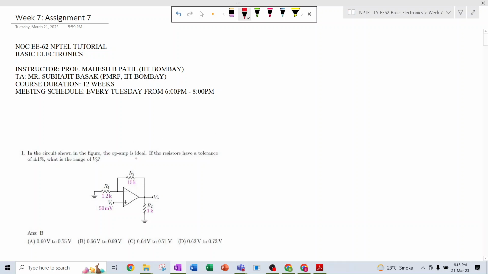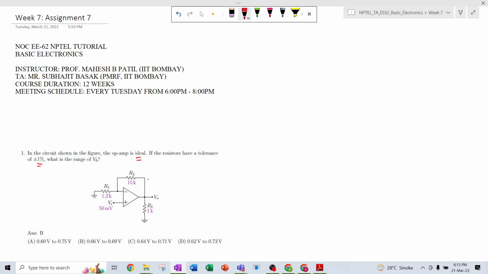So in the first question, it is given that in the circuit shown in the figure, the op amp is ideal. And if the resistors have a tolerance of plus minus 1%, then what is the range of VO? That means the resistor values R1 and R2 can vary plus minus 1% from the value that is given.